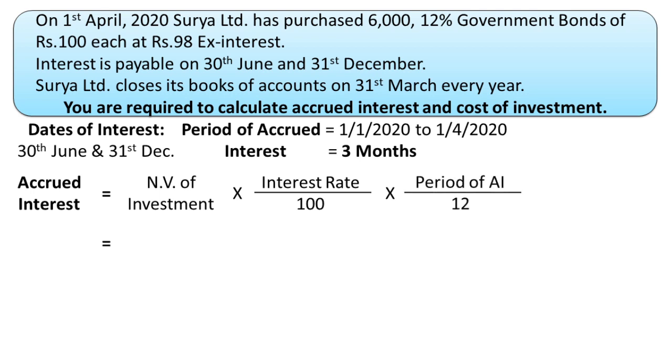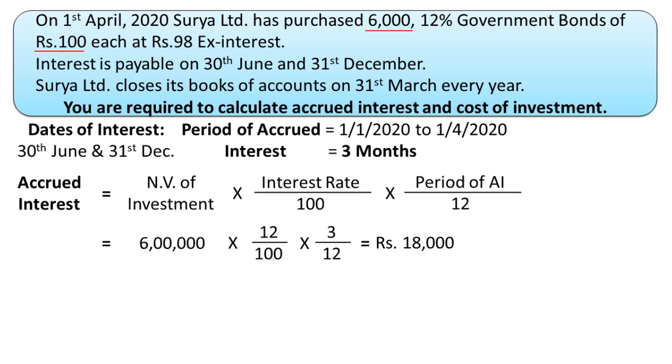So nominal value is, we have purchased 6,000 government bonds and the face value is 100. So 6,000 multiplied by 100 is equal to 6 lakhs, multiplied with rate of interest, which is 12%. So 12 by 100 multiplied with the period of accrued interest, which is 3 months. So 3 by 12. Therefore, the amount of accrued interest is rupees 18,000.